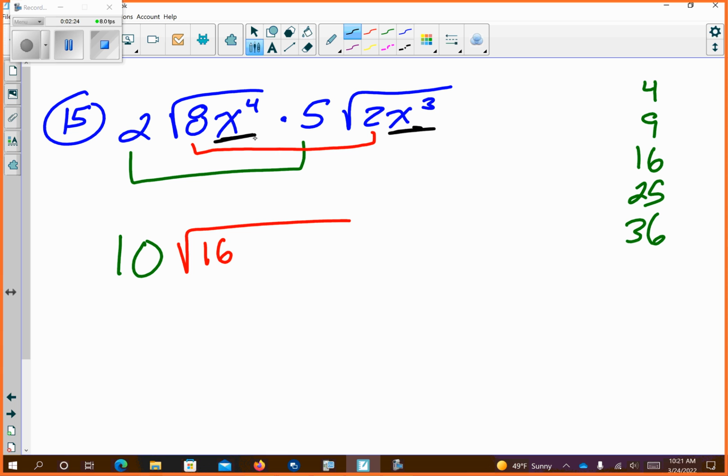So right now, there's x to the 7. So what do you think? X to the 6 and x. Very good. Okay, that's still x to the 7th underneath.